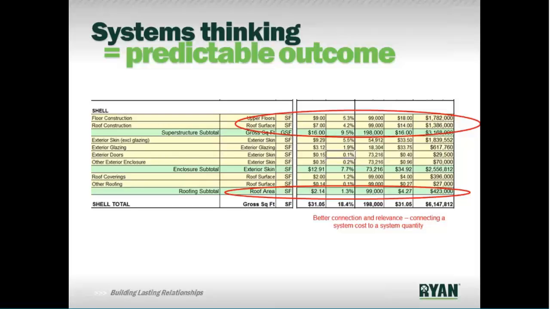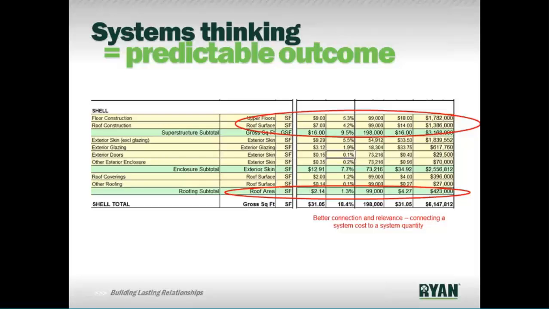But as you start to think and talk in those kind of terms, you can understand the building and start to drive to certain price points. So if a client, for instance, wants to spend $120 a square foot all in, well, you can very quickly, by using this approach, dial in what does that 120,000 square foot building need to be? How much floor construction? How much roof construction? How much skin? How much roofing? And you can model those historical system prices over the quantities of that building.